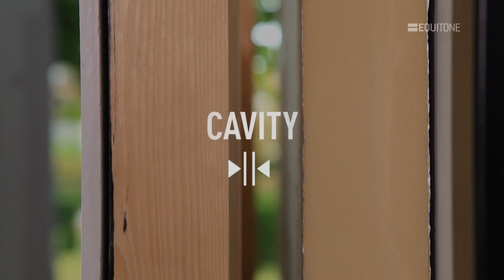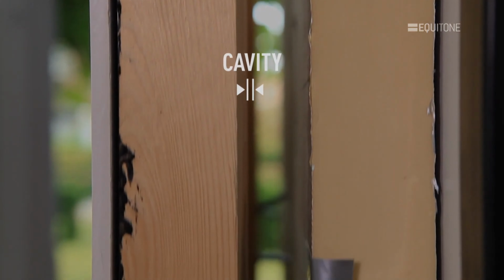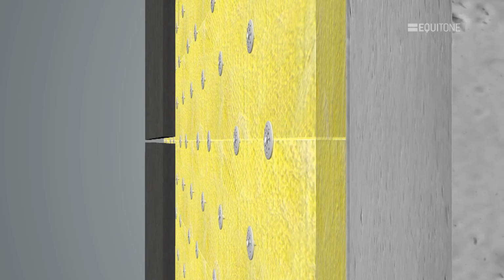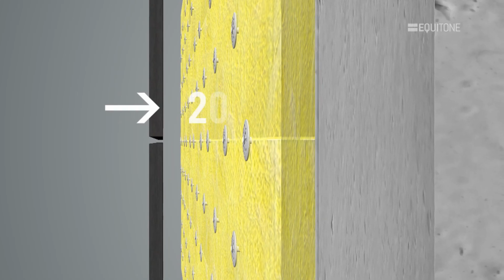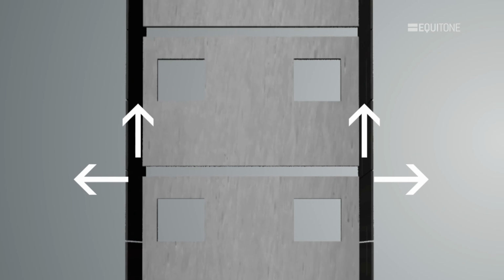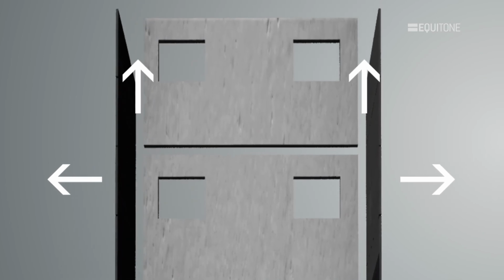Cavity. Now we look at how the facade is ventilated and how to prevent the passage of fire. The minimum cavity width should be 20 millimeters. This will permit both air movement to evaporate moisture and a drainage path for water to run down the rear of the panels and out at the bottom of the cladding. Please note that this 20 millimeters is only suitable for low-rise buildings and will increase as the building gets taller.